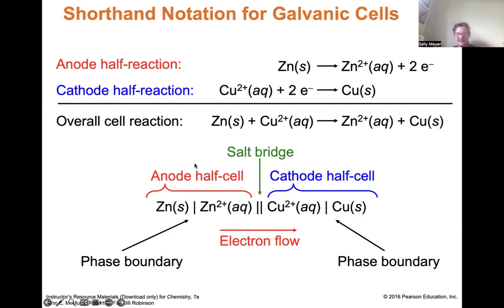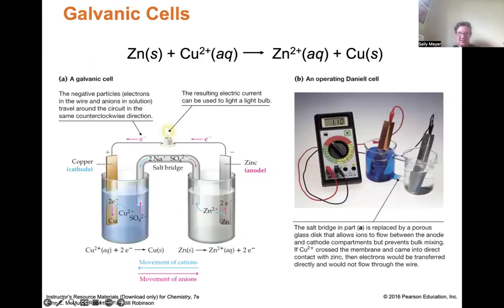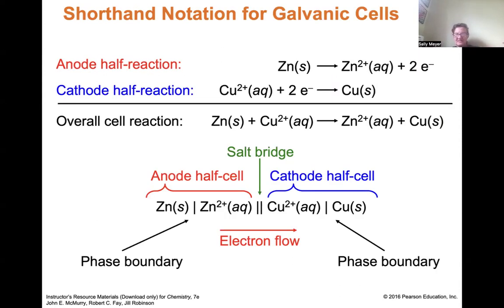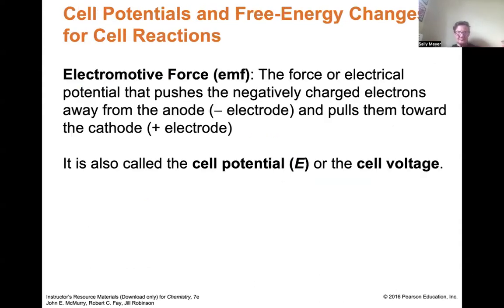Each vertical line is a phase boundary. So it's a boundary when you look back here, where you have copper as a solid and then copper 2+ in solution. So that's a difference in phase. Same thing on the zinc side. You have zinc solid and zinc 2+. And then really with a salt bridge, you have two phase boundaries. You have the phase boundary of the salt bridge going in on one side and on the other side. So each of those vertical lines is a phase boundary, and technically a salt bridge is two phase boundaries where the salt bridge enters each of the solutions.